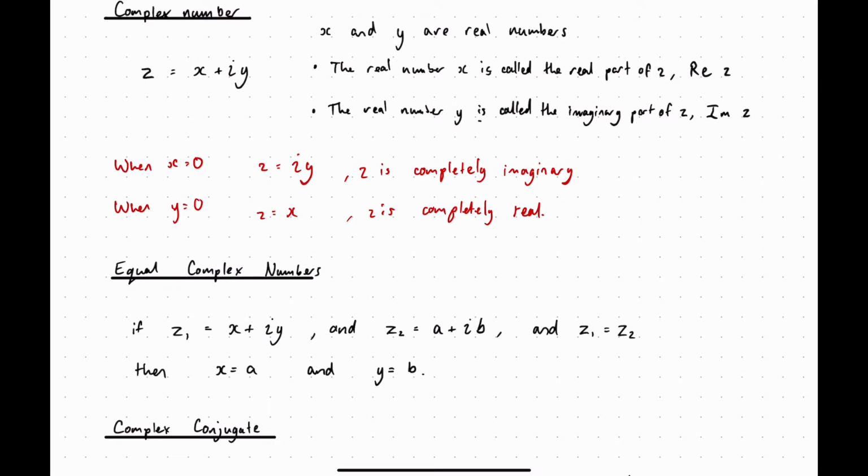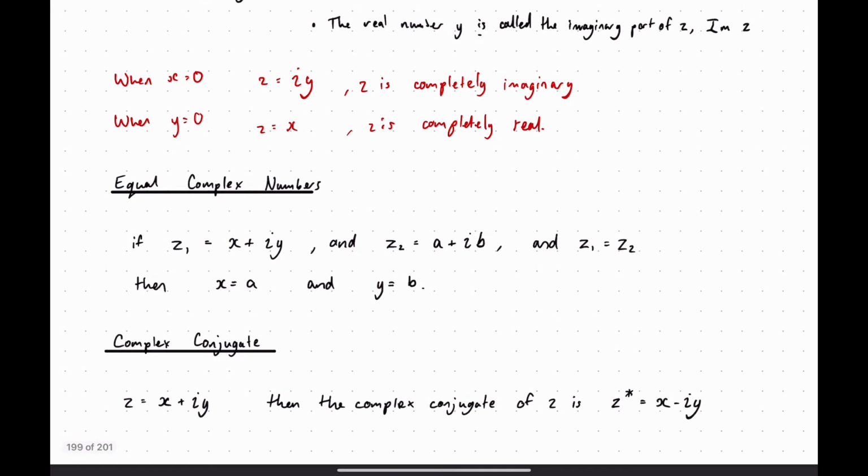The other thing to know is something called a complex conjugate. If you've got z equals x plus iy, then the complex conjugate of z is written as z asterisk. It's like a 6-pointed star, but it's an asterisk symbol. And z asterisk, the conjugate, would equal x minus iy. So the real parts are the same, but the imaginary parts are the negative of each other, basically.